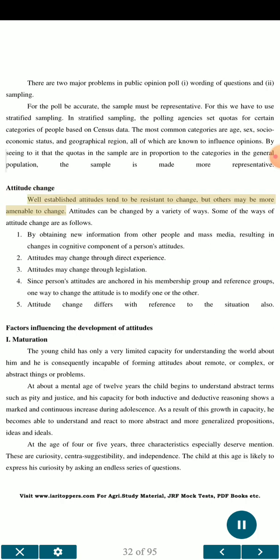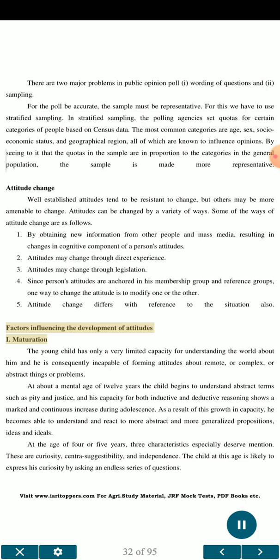Attitude change. Well-established attitudes tend to be resistant to change, but others may be more amenable to change. Attitudes can be changed by a variety of ways. Some of the ways of attitude change are as follows. 1. By obtaining new information from other people and mass media, resulting in changes in the cognitive component of a person's attitudes. 2. Attitudes may change through direct experience. 3. Attitudes may change through legislation. 4. Since a person's attitudes are anchored in his membership group and reference groups, one way to change the attitude is to modify one or the other. 5. Attitude change differs with reference to the situation also.